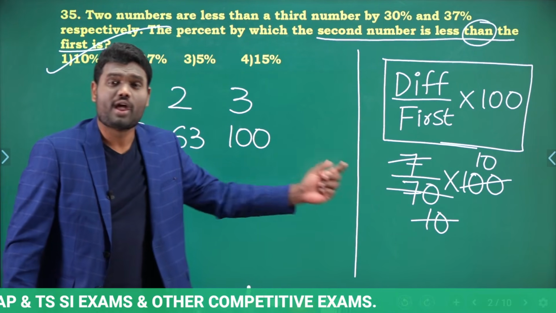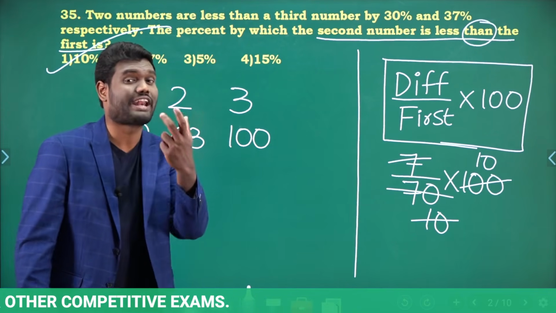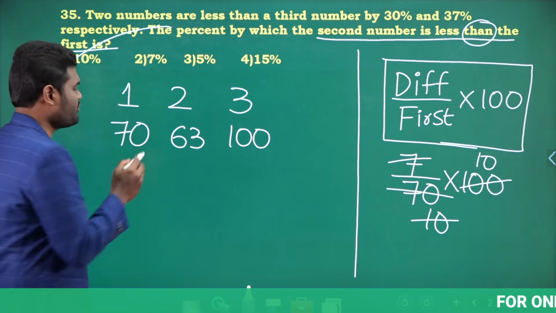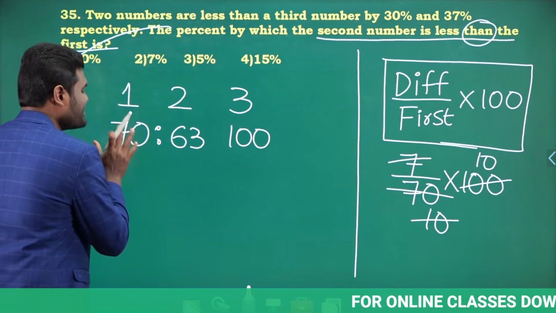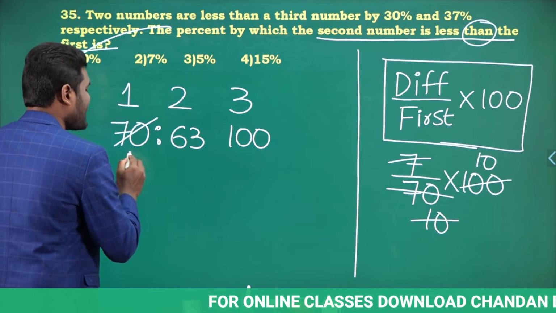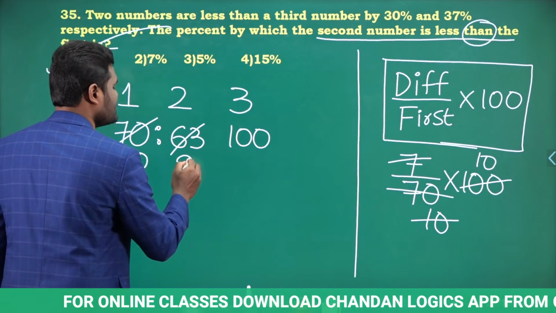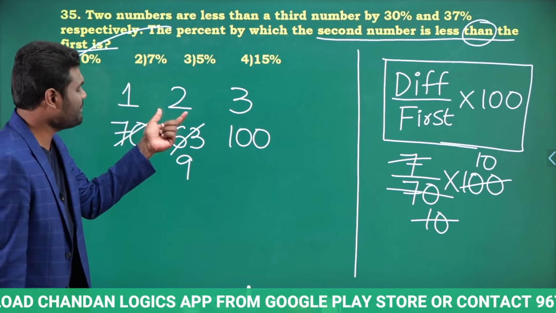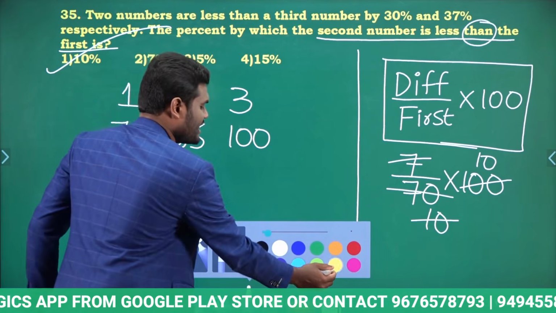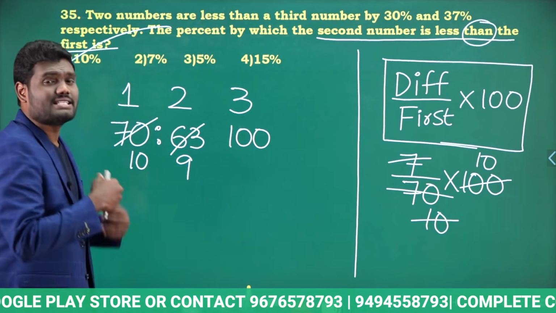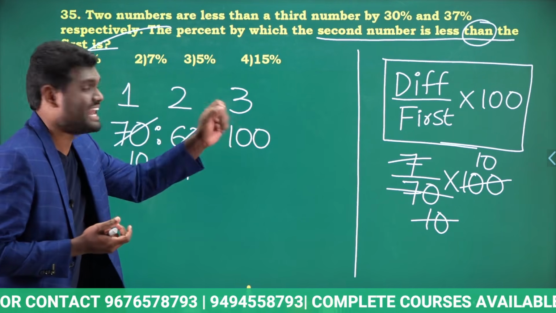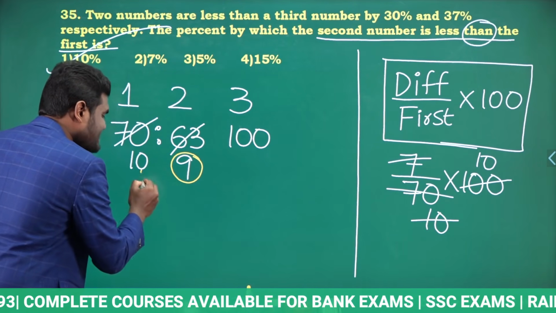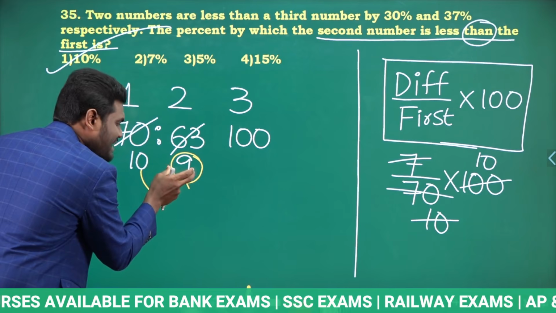Either you can do it this way or you can do the same question in terms of ratio as well. Observe carefully. If I need to calculate in terms of ratio, then for 70 and 63, 7 cancels here 10 times and 7 cancels here 9 times, which means the first number is 10 parts and the second number is 9 parts. Now what is your question? Your question is: the second number is how much percent less than the first number. Look here, this is the second number, this is the first number. The second number is less than the first. Now this is 9 parts, this is 10 parts.